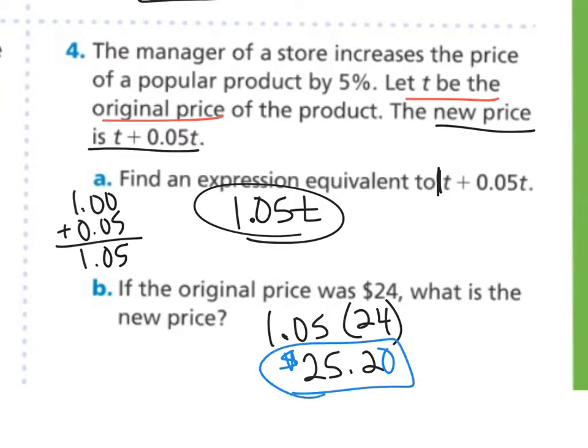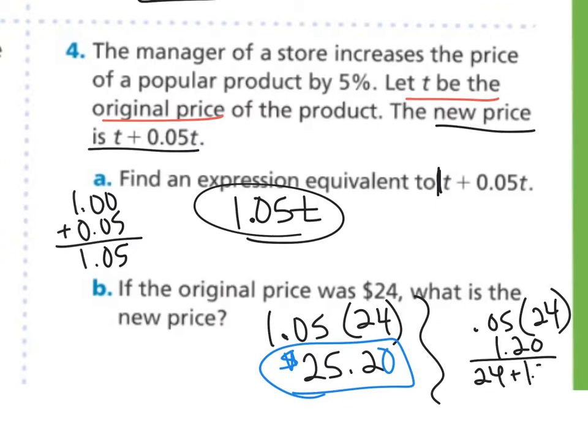Another way, which actually is kind of a nice way if you want to double check yourself and know that you did it correctly, is what you guys would have done before. Maybe you would say, well, we need 5% of that to figure out what is being added on. And you get that would be 1.2, which is $1.20, and then you take 24 plus $1.20, and you get 25.20. Okay, so that's a nice way of double checking it. That's another way that you could work the problem out as well.